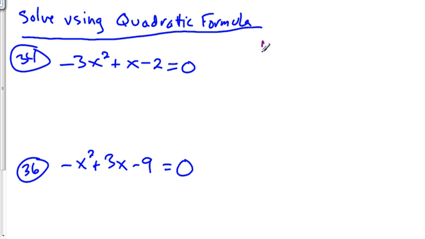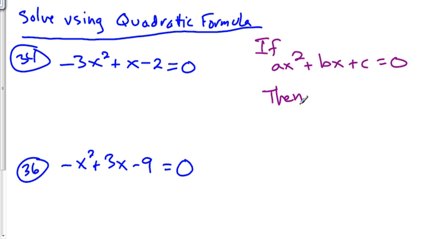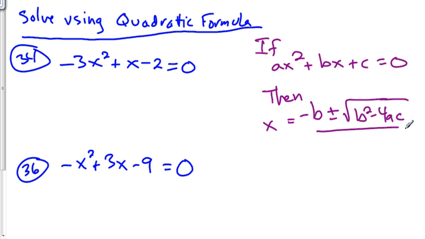What does the quadratic formula tell us? Anytime I have a quadratic equation in standard form, ax squared plus bx plus c equals 0, then I can solve for that by using the quadratic formula. That tells me x equals negative b plus or minus the square root of b squared minus 4ac, all over 2a. So now we're going to use that to do these problems here.